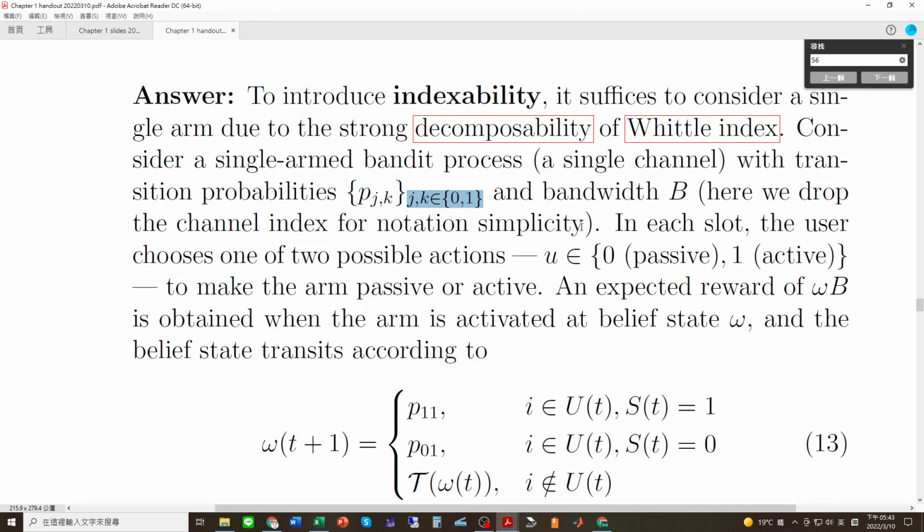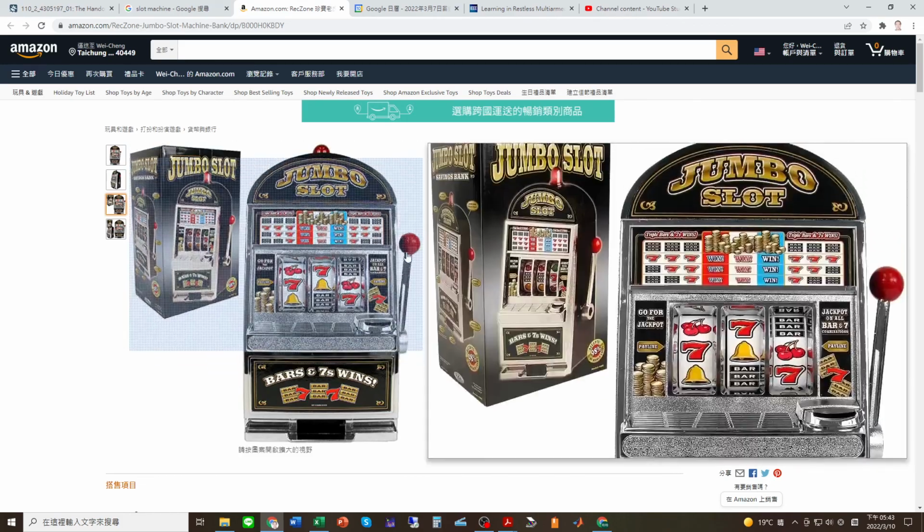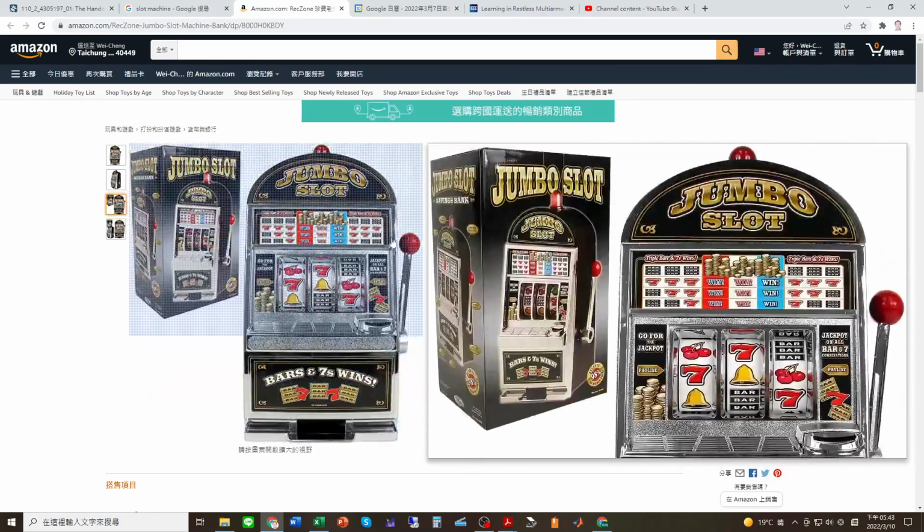In each slot, the user chooses one of two possible actions, u in the set {0, 1}. So 0 denotes the passive action, so you do not pull down the arm of the slot machine. And 1 is for active, which means that you pull down the bar or arm of the slot machine.